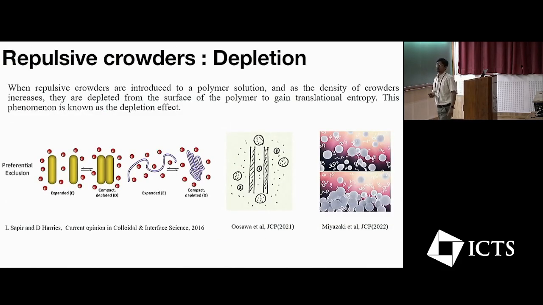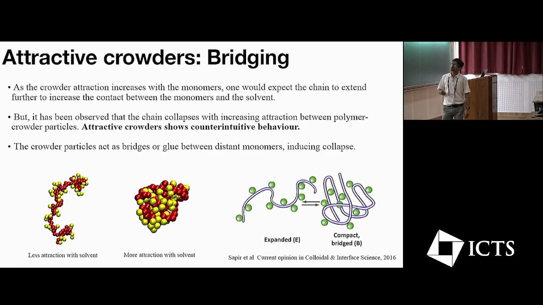So if we have a crowder along with the polymer or macromolecule, they can have typically two kinds of interaction with the polymer or monomers. First is repulsive crowders. They will give rise to something called depletion. When the crowder goes away from the surface of the polymer, the polymer collapses and the crowder gains translational entropy. This phenomenon is known as the depletion effect. It was explained by Oosawa in 1954. And the other interaction that the crowder can have is the attractive crowders, which will induce collapse due to the bridging. That's what we are focusing on.